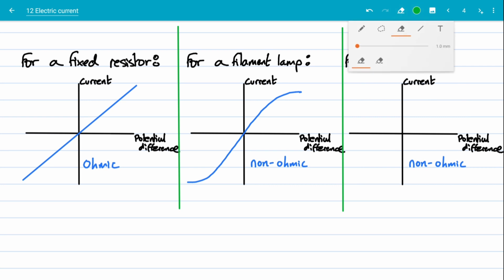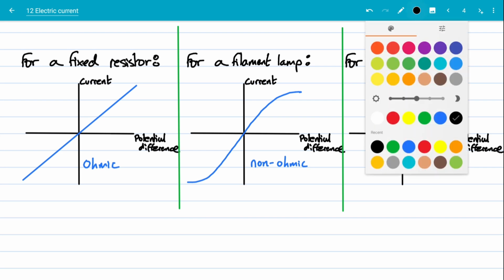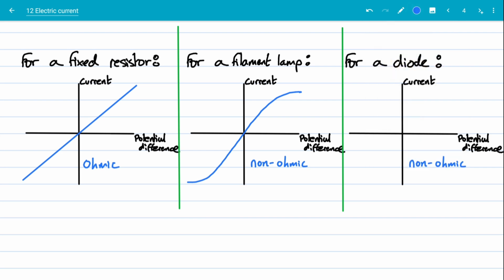And I can tell you now it's also non-ohmic for a diode. Now, diodes are very, very interesting components because in reverse bias, you get pretty much no current. It's teeny, tiny. We're talking microamperes, so it's pretty much no current. You can get a current passing through it in reverse bias with a high enough potential difference, but then it's not a diode anymore. You've broken it, sparked across it, and it's broken. So no current passing through it in reverse bias.